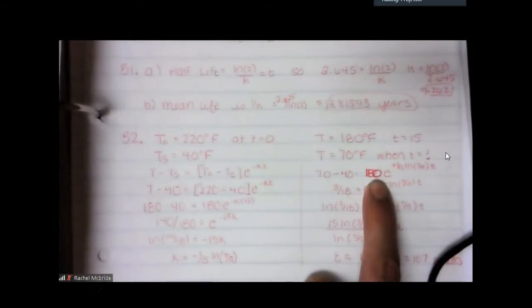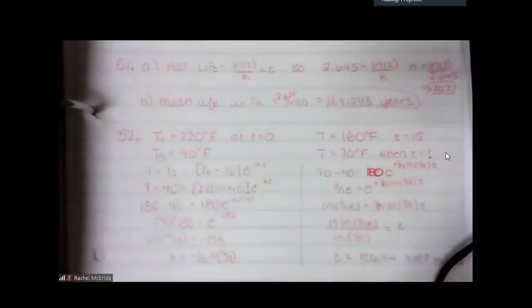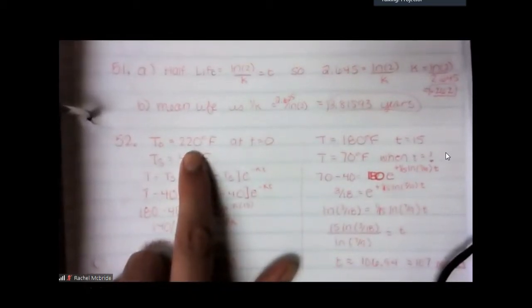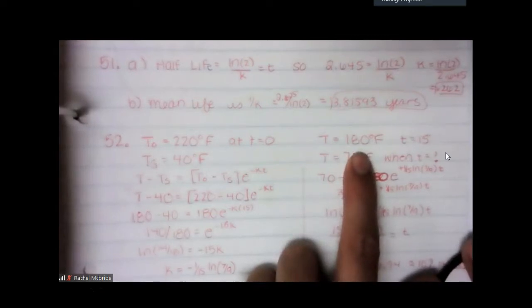Let me think about how to reword that to explain it. Remember I said I did 220 minus 40 because 220 was the original starting temperature. So in the second part, it said how long does it take to cool from where we are 15 minutes later. So the temperature of the pie 15 minutes later is 180 degrees. But isn't that the same thing as in part 1, except the only difference is it's 180 degrees instead of 220? That was the question I was originally asking.